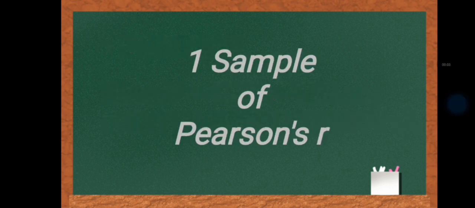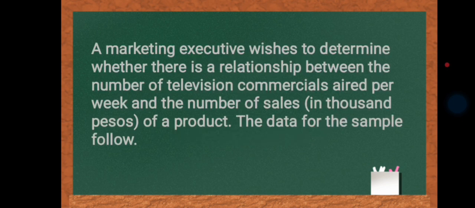Lastly is a sample of Pearson's r. Pearson's r is a measure of the strength and direction of a linear relationship. The problem: a marketing executive wishes to determine whether there is a relationship between the number of television commercials aired per week and the number of sales of a product. The data for the sample follow.